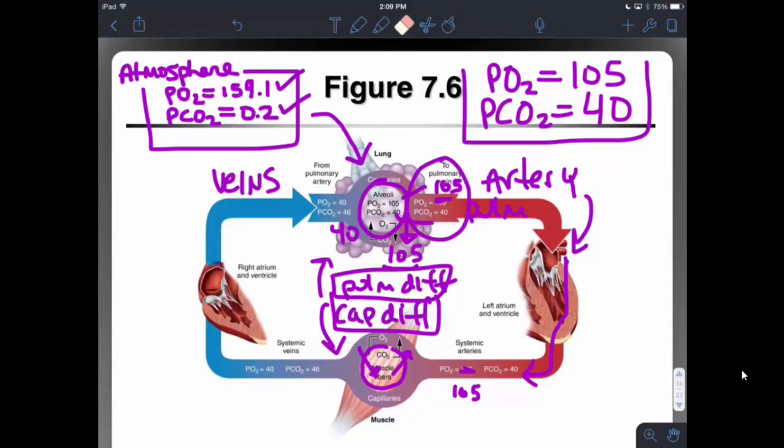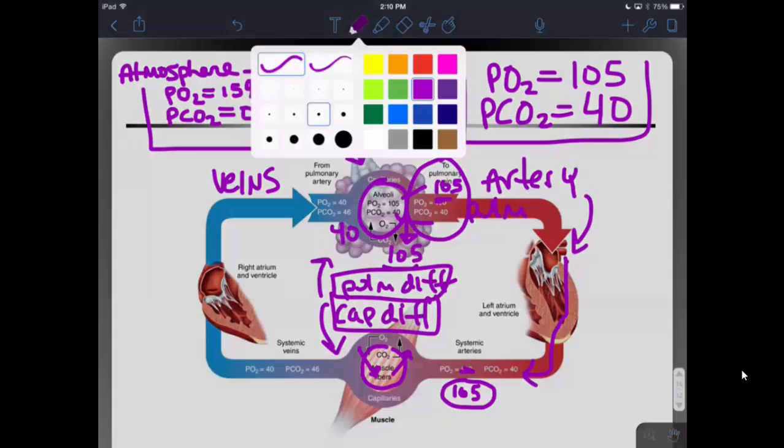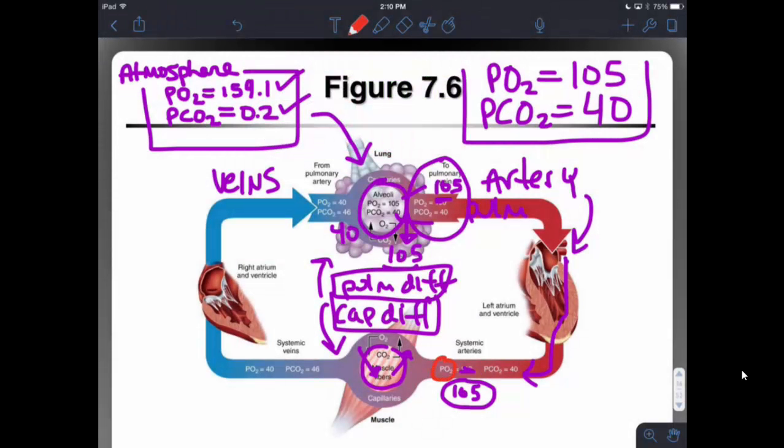Okay. So if the blood comes into the capillaries of the cells at a PO2 of 105, and you know that the gases are moving into the cells, okay, what does it tell you about the PO2 in the cells? Is the PO2 in the cell higher or lower than 105? Okay. It must be lower, because if oxygen is going to move from here into here, it's because the oxygen pressure is higher in the blood.